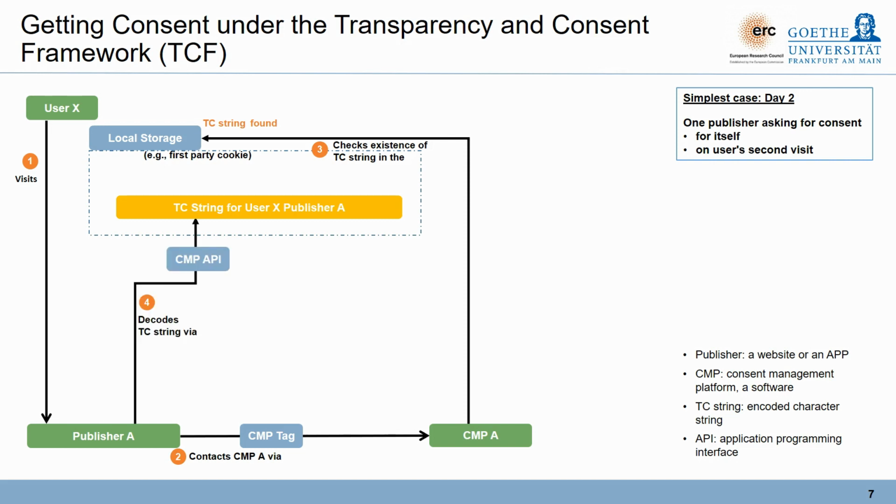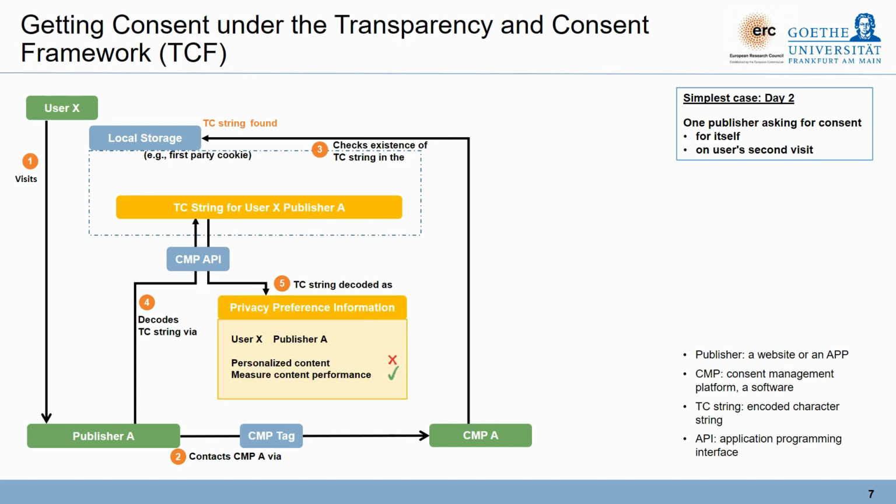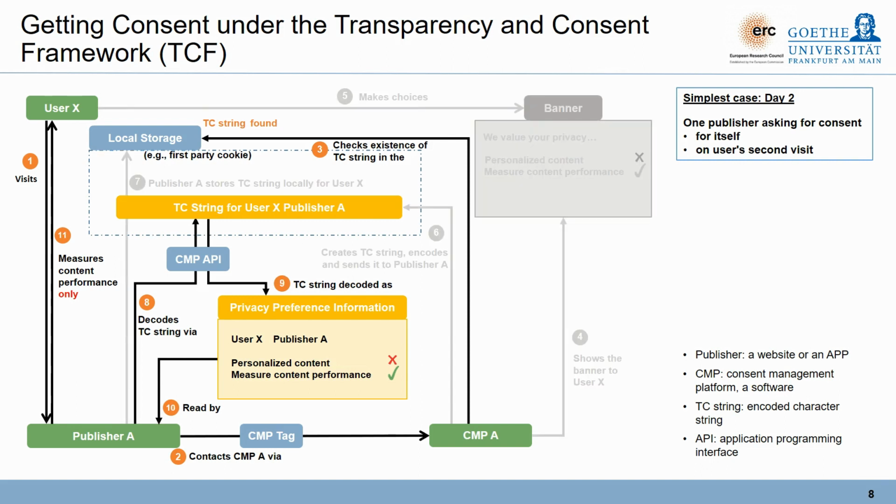The CMP API decodes the TC string into the information that user X disagrees with using their data to select personalized content, but the publisher can still measure content performance using its personal data. Then, Publisher A learns that it can only measure content performance based on user X's data. In other words, there is no need to show the cookie banner and go through steps 4 to 7 again.